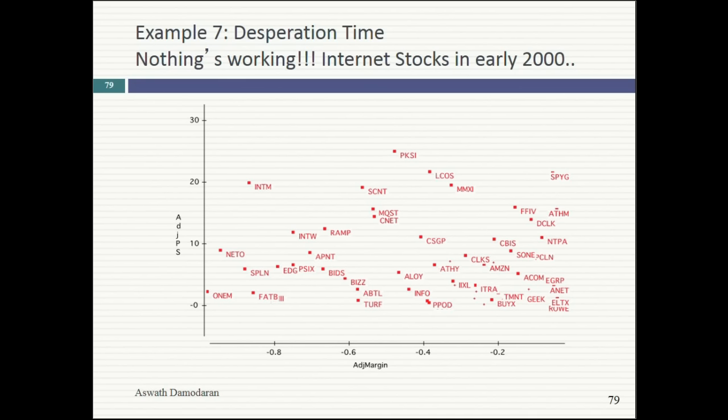So now let's get to desperation time. Every example I've given you so far, I've been able to explain away the multiple, right? Price to book, look at the return on equity. Price to sales, look at the margin. Price earnings, look at the growth. But what if nothing works?